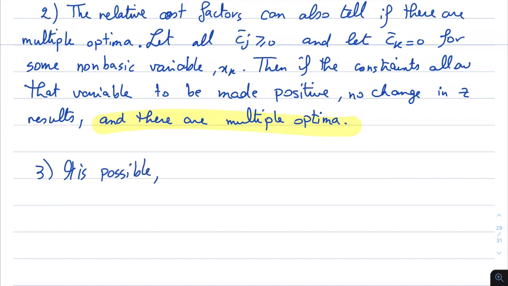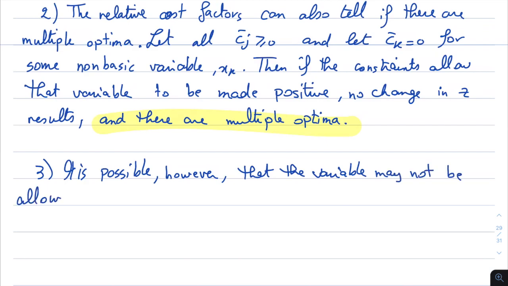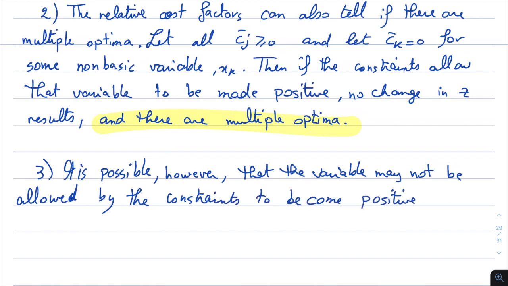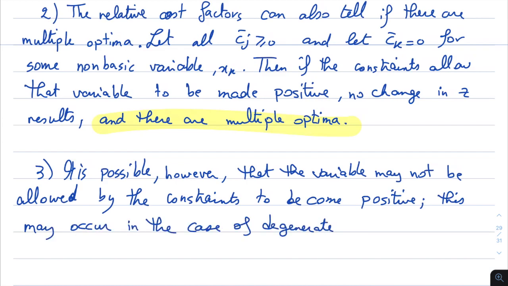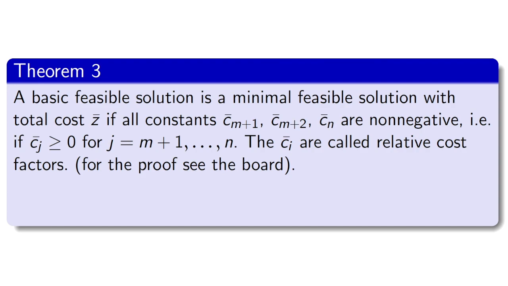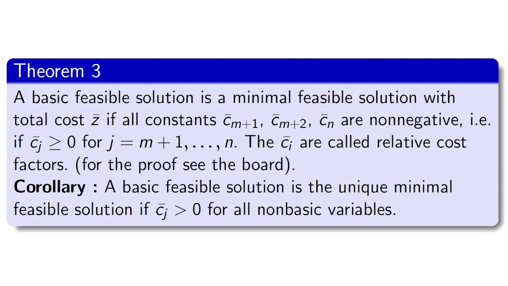These are multiple optima. The third point in the proof: it is possible, however, that the variable may not be allowed by the constraints to become positive. This may occur in the case of a degenerate solution. We will see this later. So, using theorem 3, we can get this: a basic feasible solution is the unique minimum feasible solution if C̄j is strictly greater than zero for all non-basic variables.